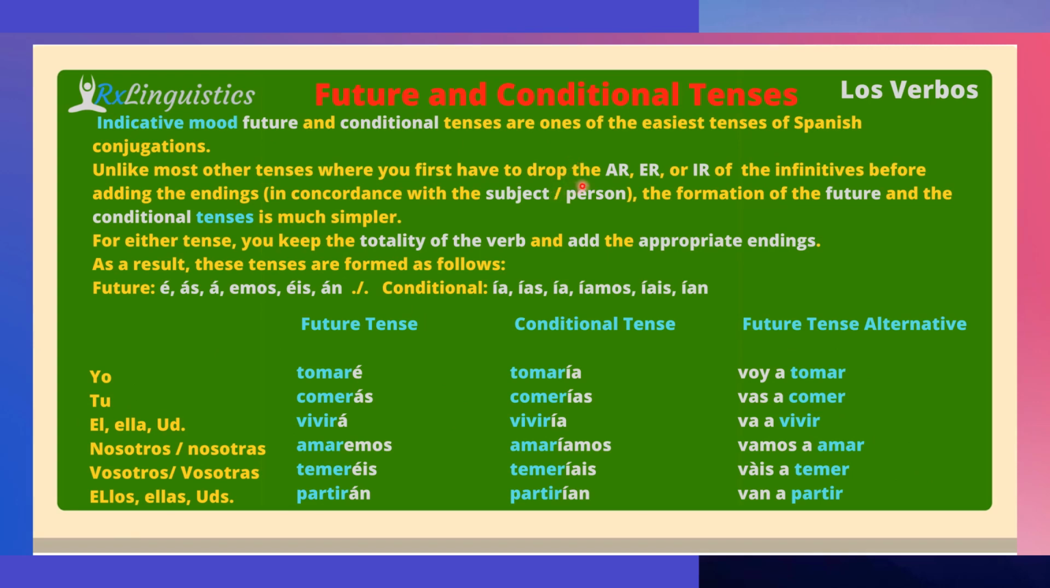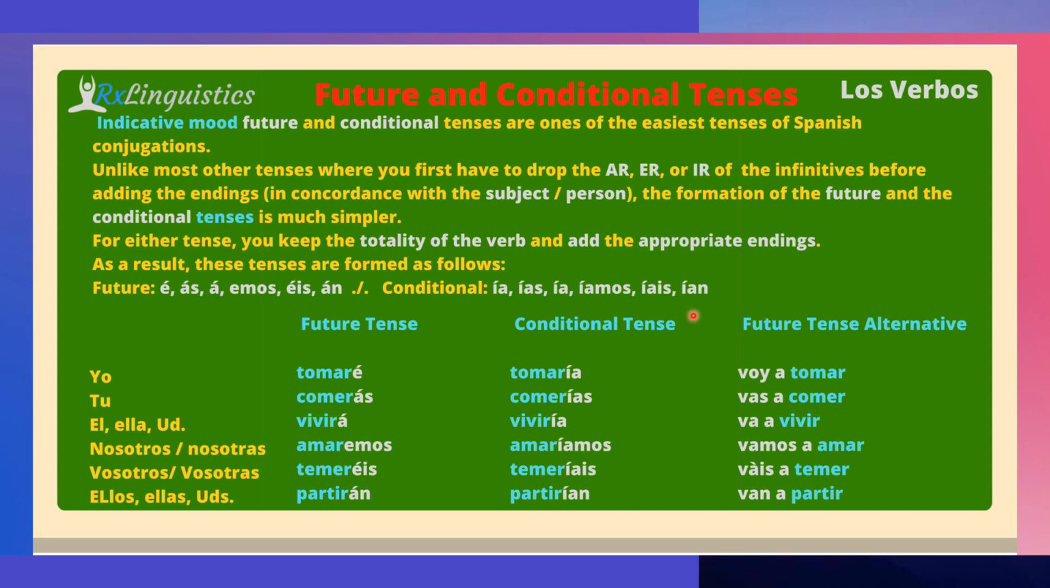Now, future and conditional. As I was saying earlier, it's so easy to form a future tense. For the construction of the future and conditional tenses, you do not drop the AR or ER or IR before adding something to the root of the verb. What you do is keep the whole verb and then just add the appropriate ending, which means for the first person singular, you add é. The next, you add ás, á, emos, éis, and án, with the accent on the appropriate vowel. For the conditional, you add ía, ías, ía, íamos, íais, ían.